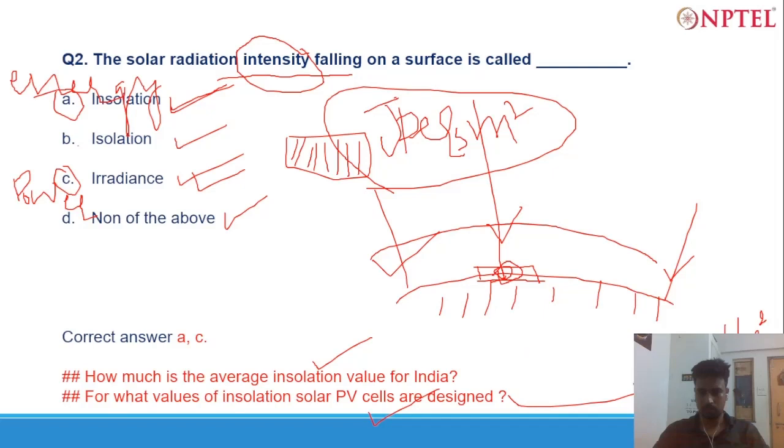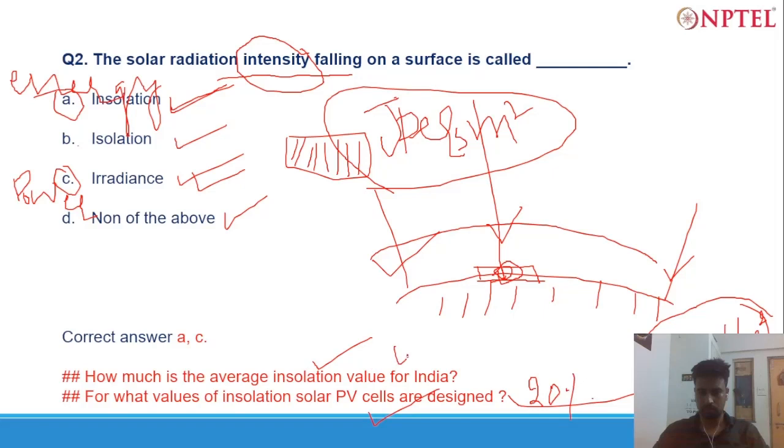So if you go to the market to buy a solar PV cell, there are cells at 20% efficiency, 70% efficiency. So how do you know which value of radiation this efficiency stands for? All the solar cells which are in the market are calculated at 1000 watt per meter square. Now you know the solar cell will give 20% efficiency only when the irradiation value is 1000 watt per meter square.